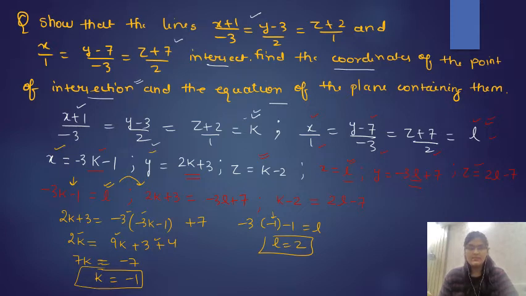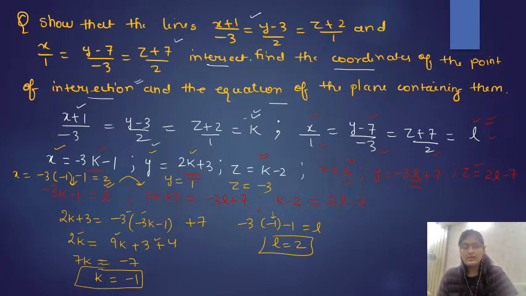So what are the values for x, y and z? Here if you substitute k as minus 1, you will get, 3 minus 1 is 2. So your x is 2, and y is what? Here 2 times minus 1, 3 minus 2 is 1, and z is what? Minus 1 minus 2, minus 3, right?